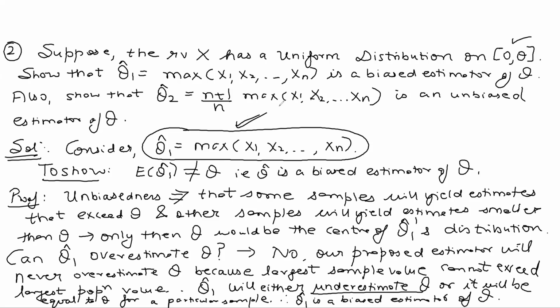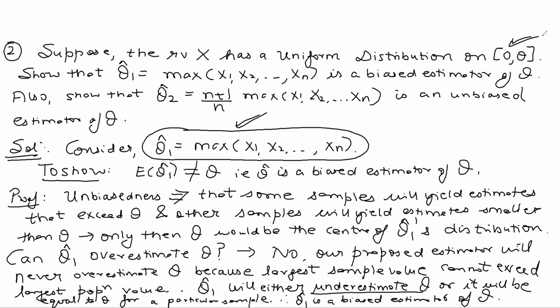I hope students have understood this proof. We have used logic here. We have not used any math. So I am repeating it once again. We were given theta 1 hat as the maximum of the sample values. We need to show that it's a biased estimator of theta, and x has a uniform distribution on 0 to theta.